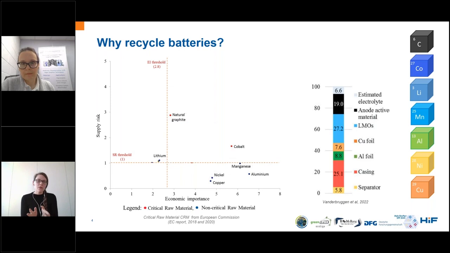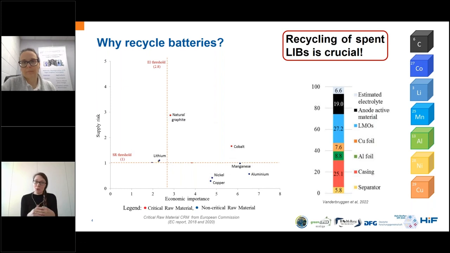Yes, here we have a composition of a battery in percent. So you can see we have almost 20% of the anode, so in our case, the graphite, then the lithium metal oxides for the cathode, here we have up to 27%, and then we also have quite some amount of copper and aluminium inside the battery. So when you just look at these different materials, over 60% of the batteries are valuable and critical resources. So in order to really keep up the good work that's been established with the electric vehicles and the green transition, we really need to recycle these batteries.